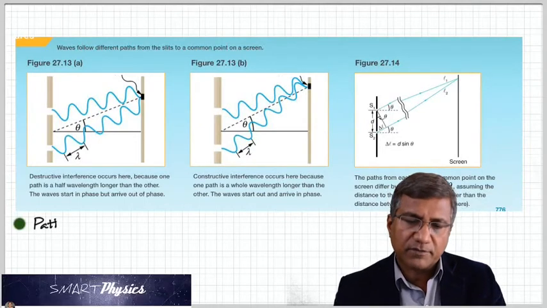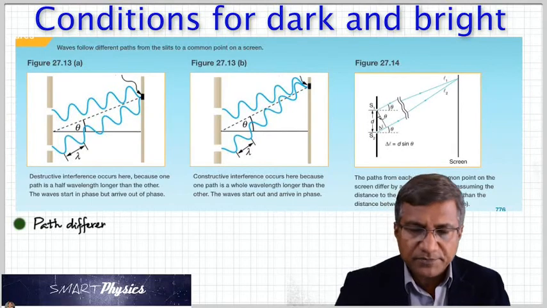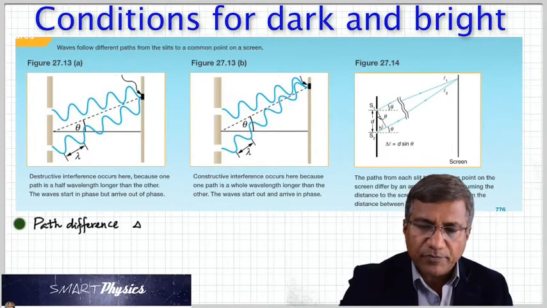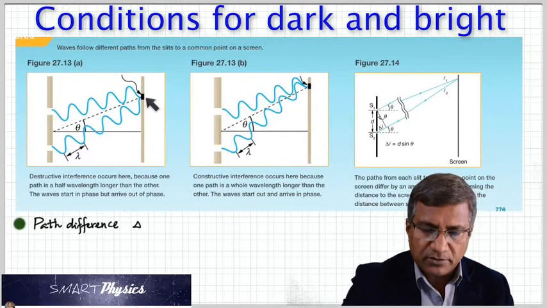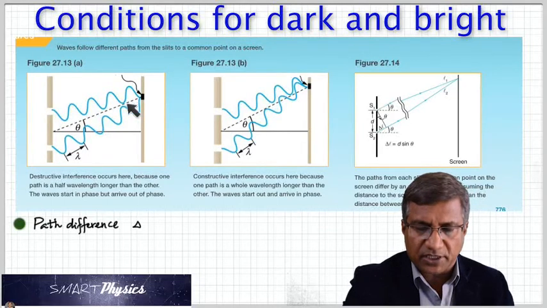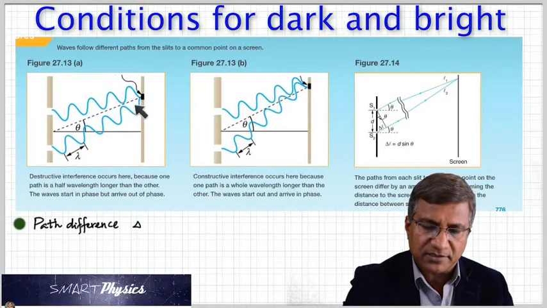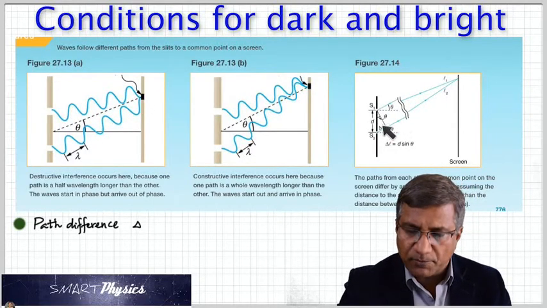So here we have some geometrical ideas that are coming in. If you look at a point on the screen, like this point, you have waves from slit 1 and from slit 2 reaching that point. But we can see that the waves from slit 2 travel a greater distance. So they have a greater path. So this diagram shows you that we can find the path difference geometrically.